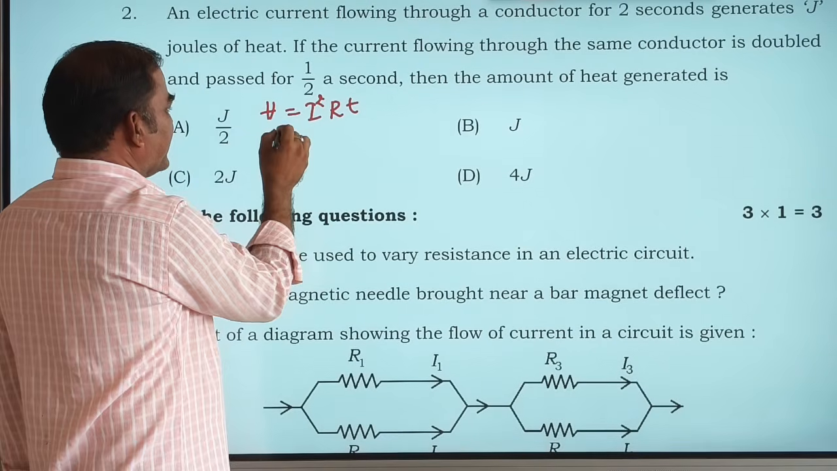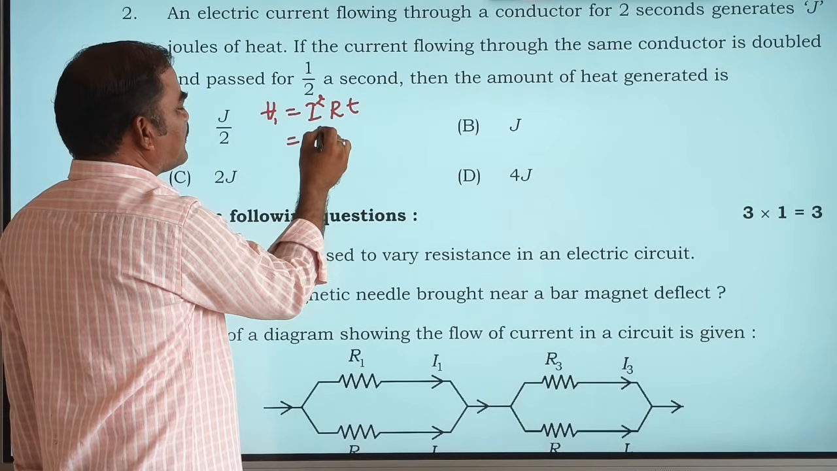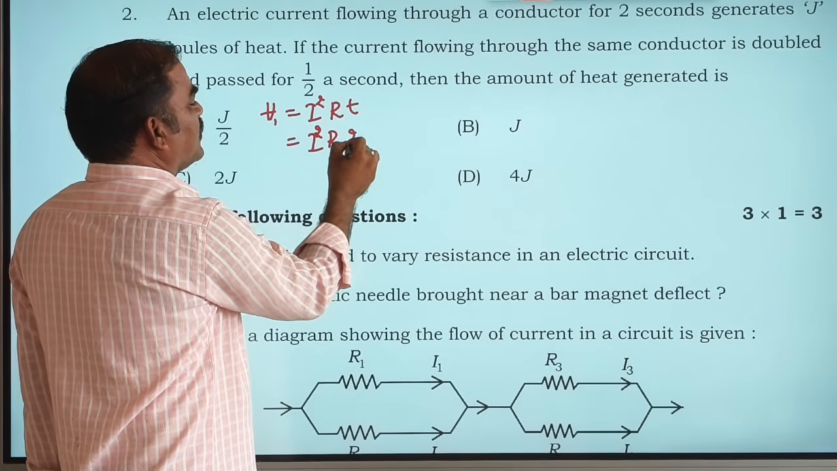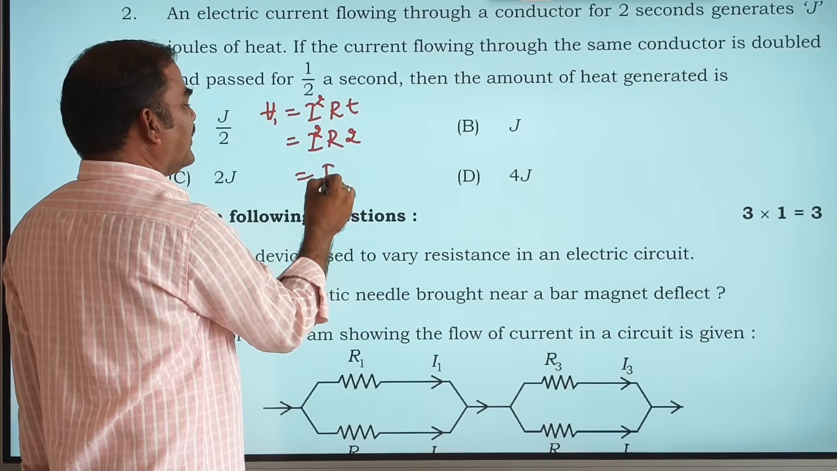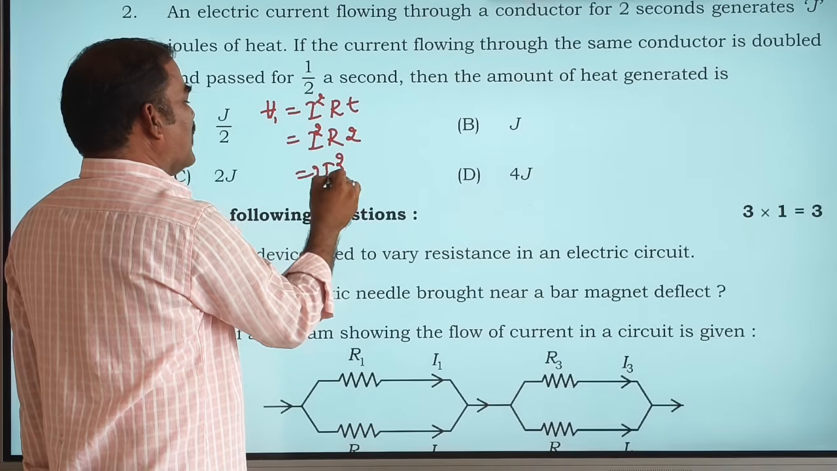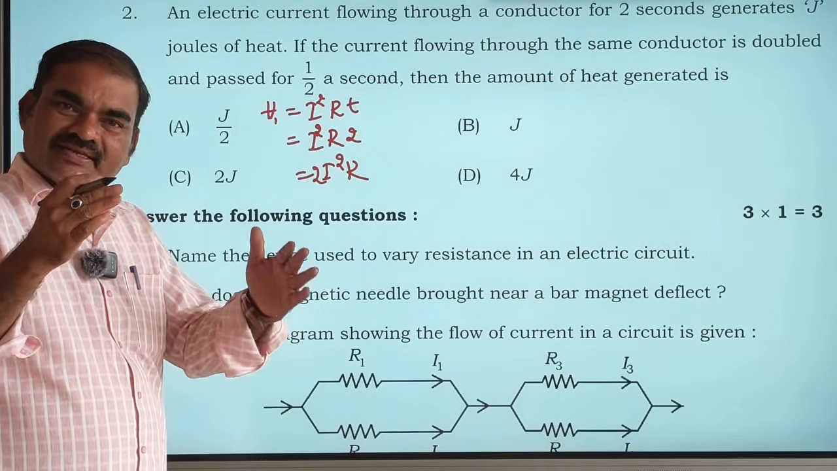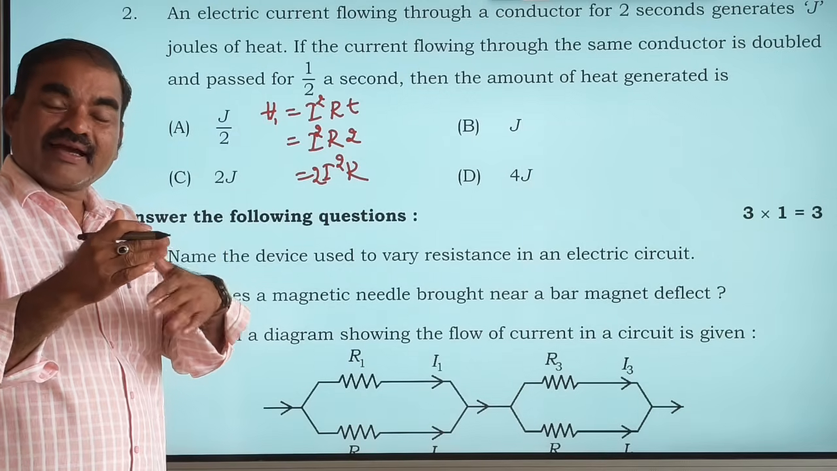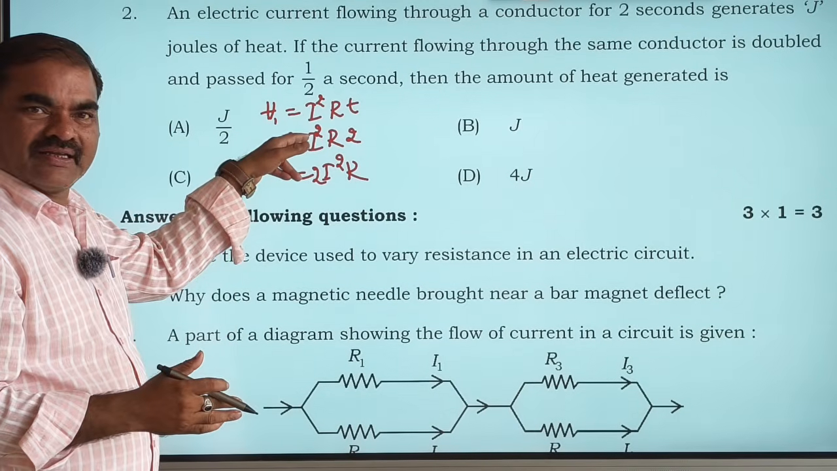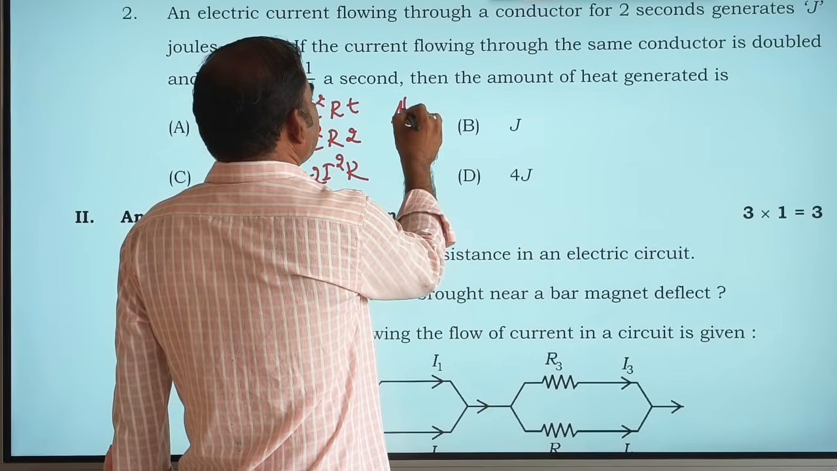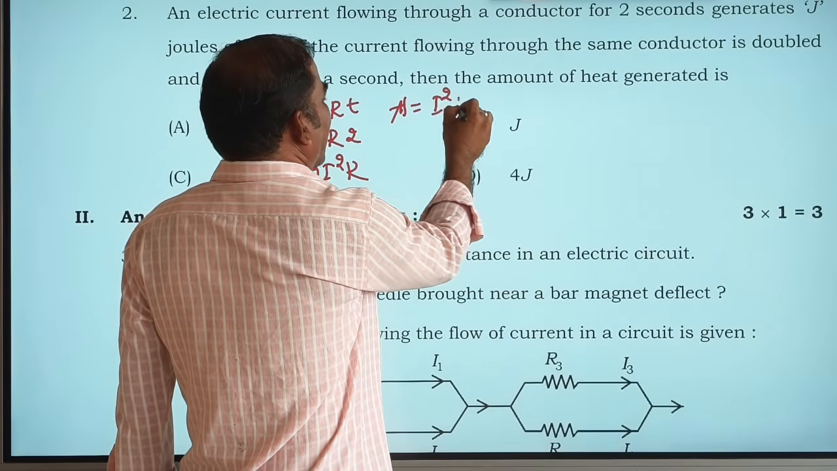Okay, so first I will take H equals I square R t. I square is as it is, 2 is there and R is there, time is 2 seconds. We can write it I square 2 I square R. This is the first one. When the same conductor's current is made half, we are going to use the same relation, that is H equals I square R t.